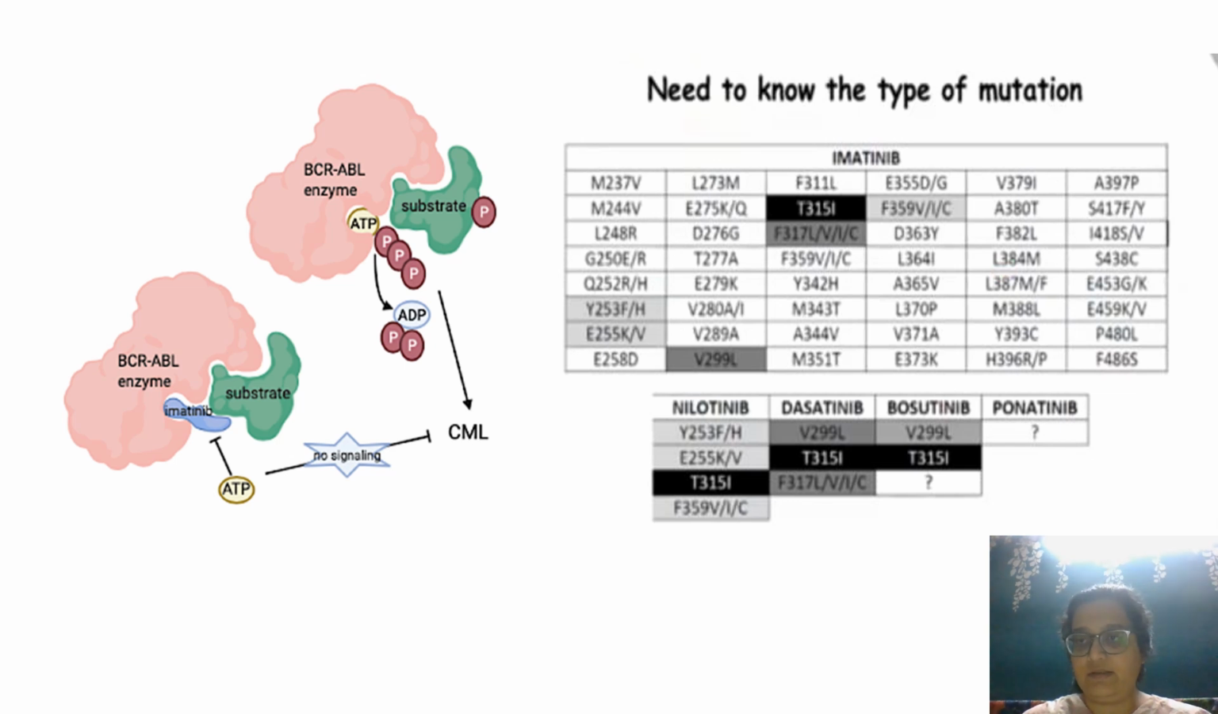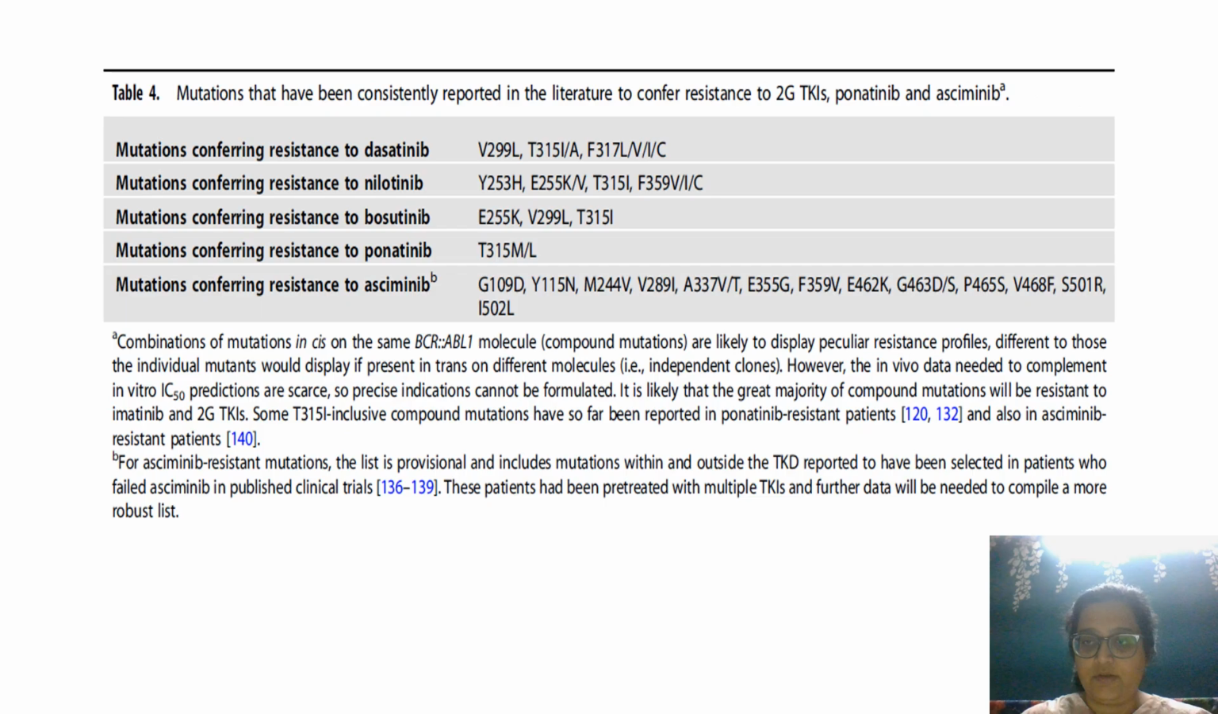So I think that is it. I don't think I have any more slides. Let me see. Yeah. Okay, one more. So this is again the major imatinib resistant mutations that we study. So this was a very small, again, 8 to 10 minutes talk. You don't need to remember all the mutations, to dasatinib, nilotinib, bosutinib, ponatinib, or asciminib.